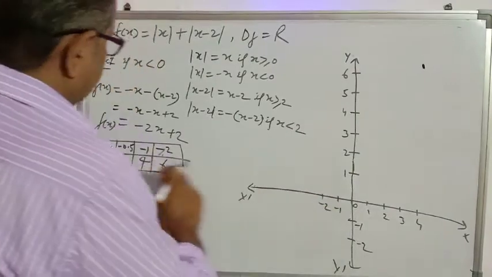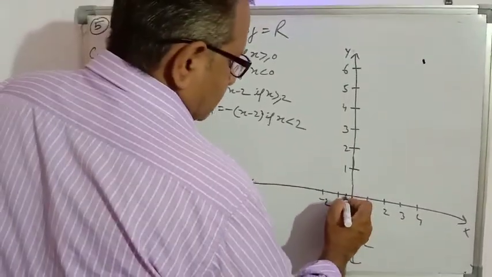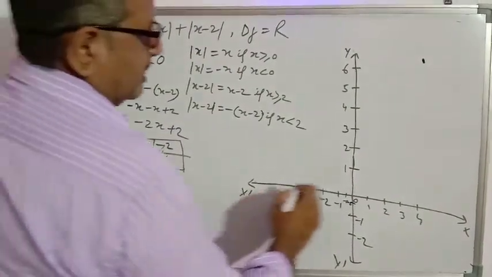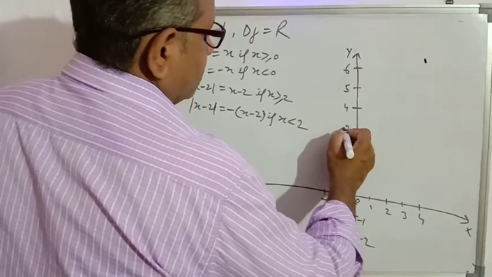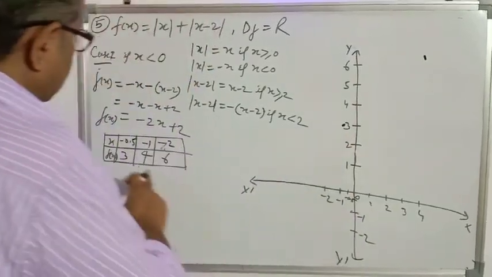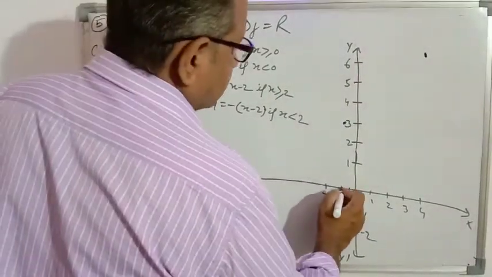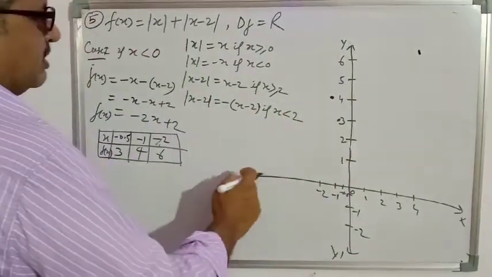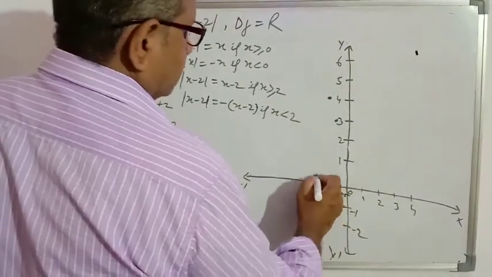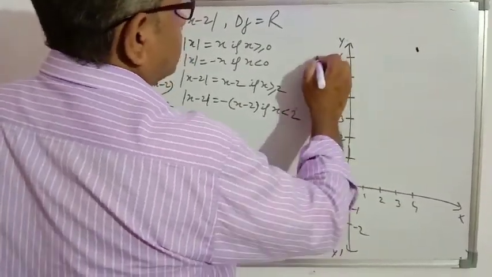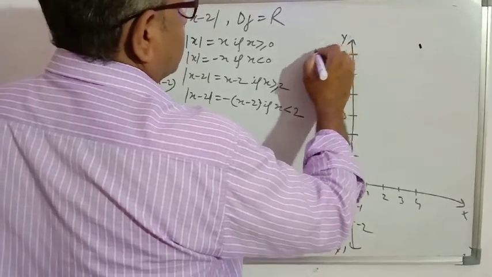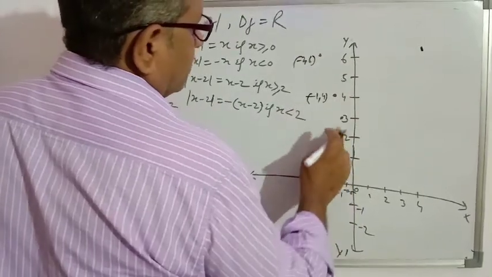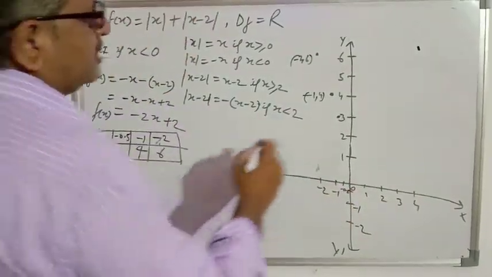So plot these points. This is minus 0.5. At minus 0.5, f(x) is 3. So f(x) will be this much, 3 here. At x is equal to minus 1, f(x) is 4. This point, minus 2, 6. So this point is minus 2 comma 6. This point is minus 1 comma 4. This point is minus 0.5 comma 3. Join it.